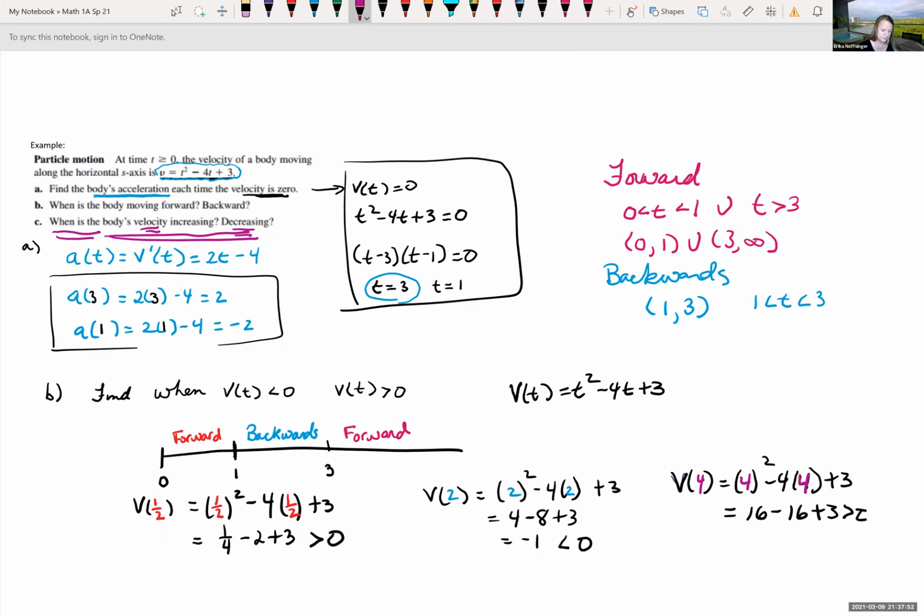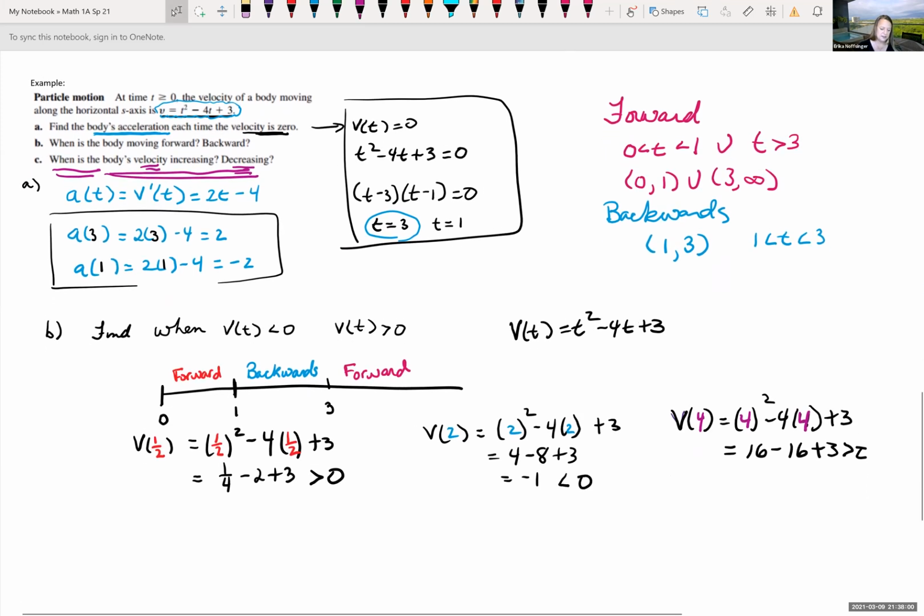Sorry, no, we did not. We need to take the derivative of our velocity function. I need to look at the derivative of the velocity. So going to our velocity function, we already took the derivative. That was our acceleration function, which was 2t minus 4.